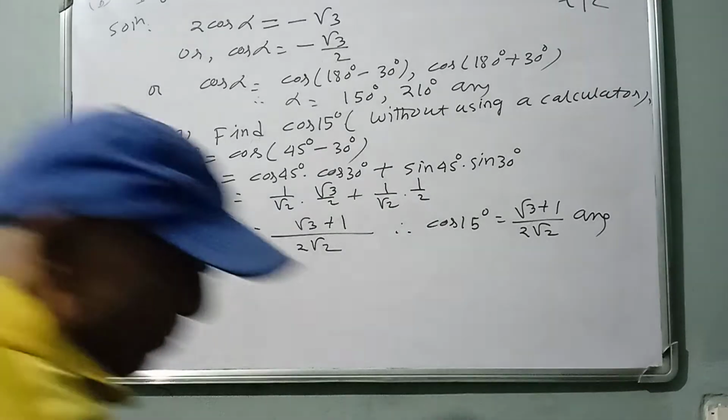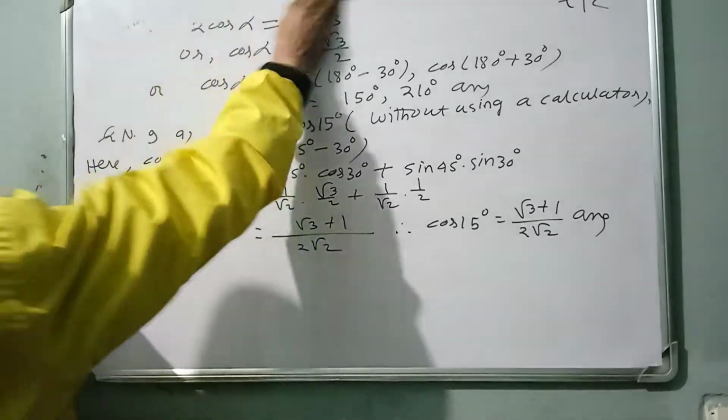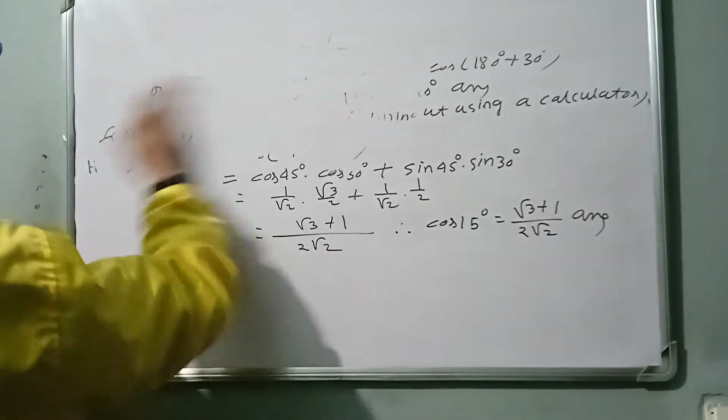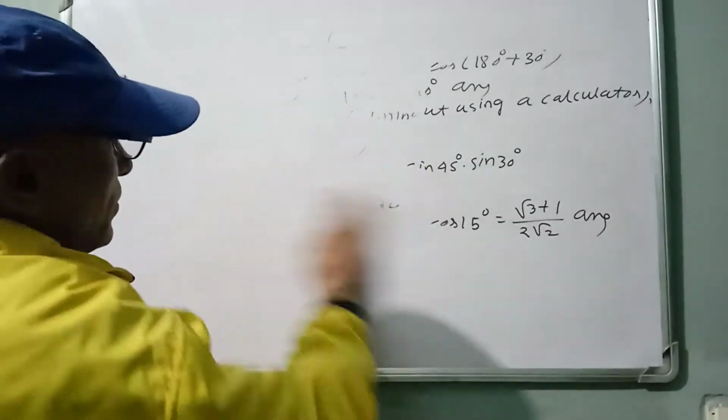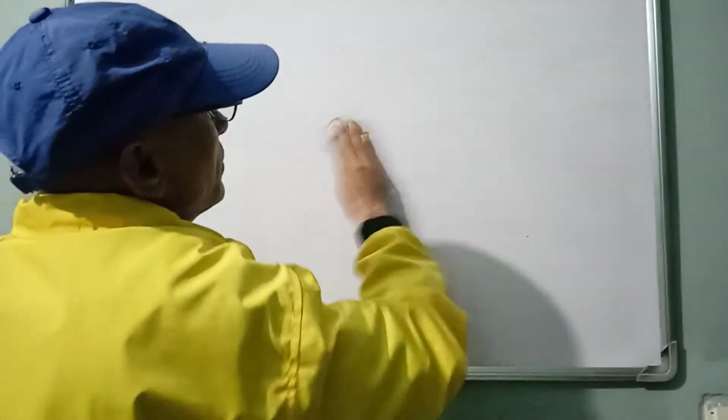9A is prove that cos(A minus B) equals cos A cos B plus sin A sin B, the compound angle formula. You learn this in class 9, but this is also applicable in class 10.